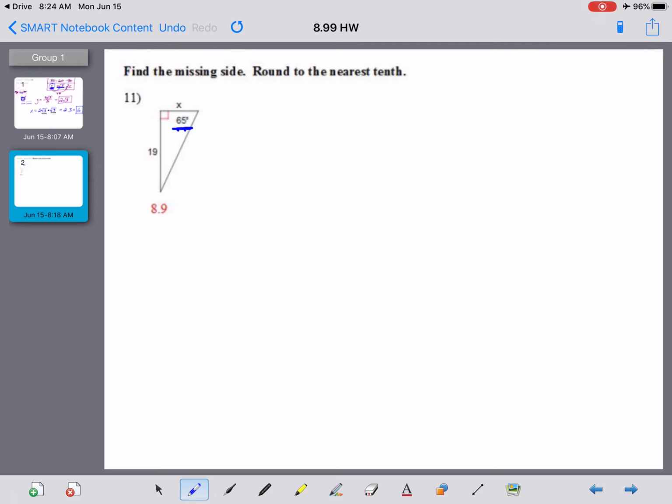So that means that we're going to have to use some basic trig, sine, cosine, or tangent. So SOHCAHTOA is what you guys want to be thinking about on a problem like this. Which of the 3 trig ratios is going to help us solve for x? So you are going to be standing right here at the 65-degree angle.